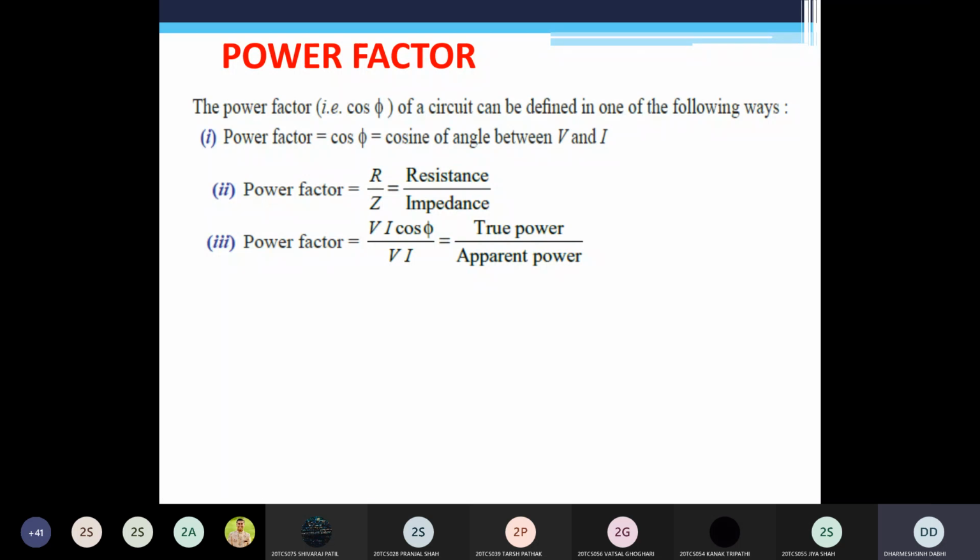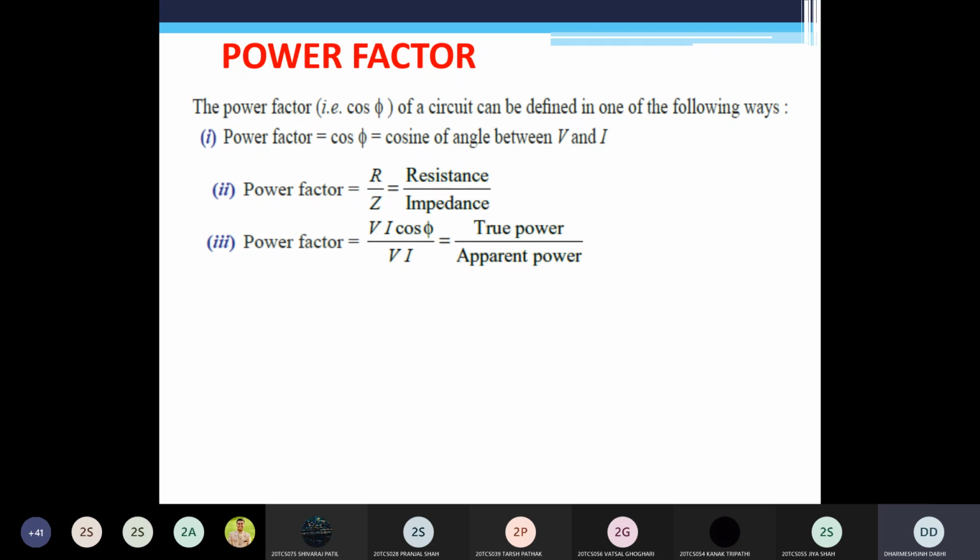So why do we use this power factor? What is the importance of this power factor in your circuit? Or what type of power factor can you get in your circuit? So there are basically two types of power factor, lagging power factor and leading power factor. Clear? So what is called a leading power factor or a lagging power factor?